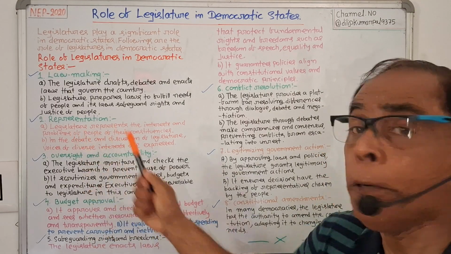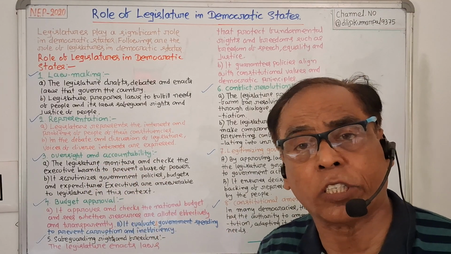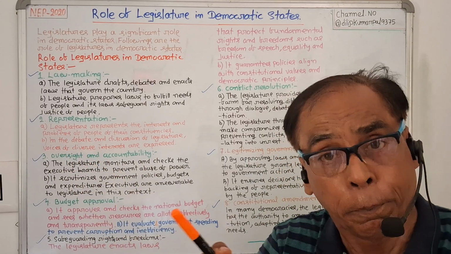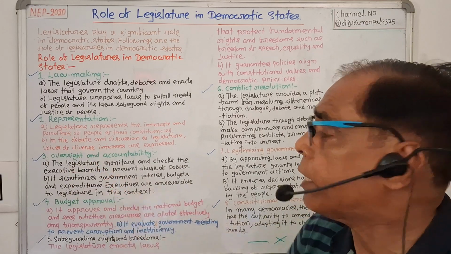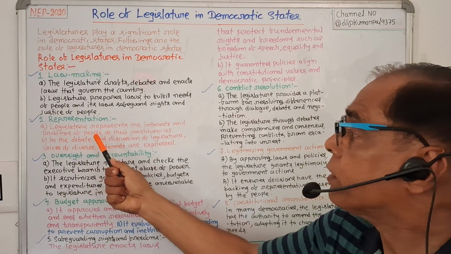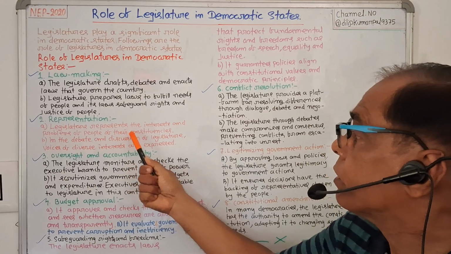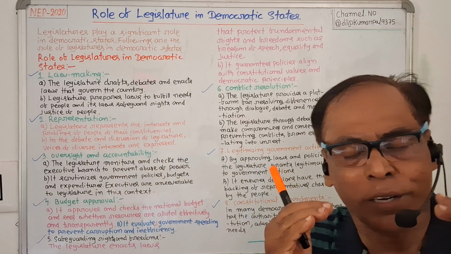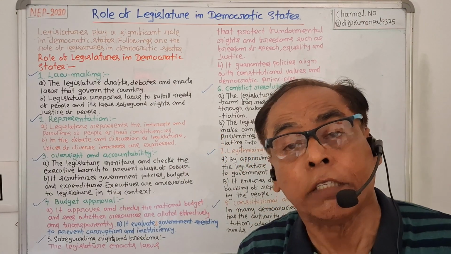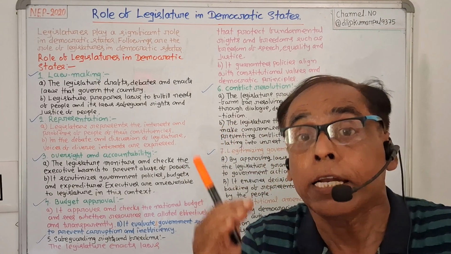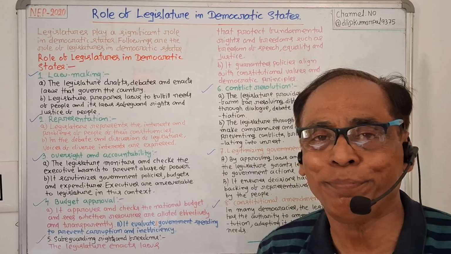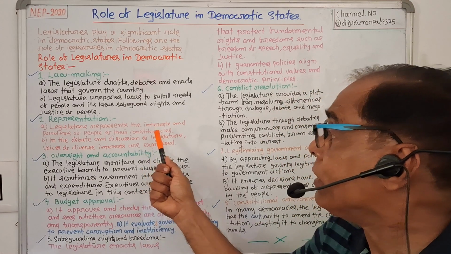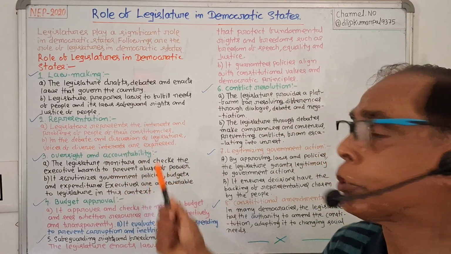Number two, representation. Another function of legislature in a democratic state is representation. In the representative function of the legislature, two powers are included. Number one, legislators represent the interests and problems of people of their constituencies.